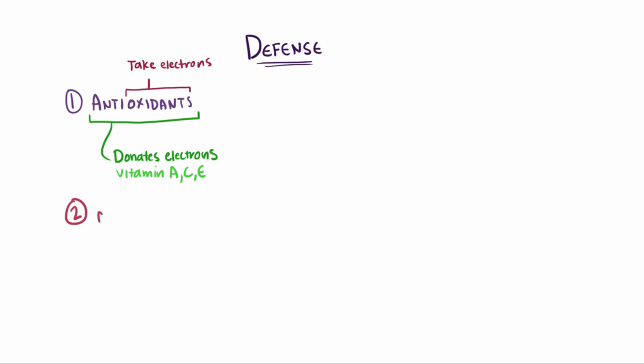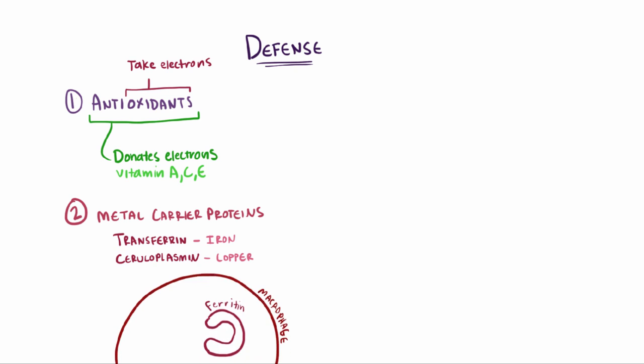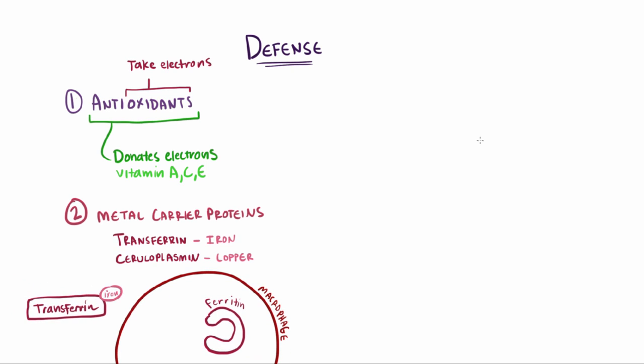Another way we can get rid of them, which we sort of touched on already, are metal carrier proteins, like transferrin and ceruloplasmin, which respectively bind or carry iron and copper in the blood. For example, transferrin carries it and delivers it to the liver and macrophages, where it can be bound by a molecule called ferritin, and then it's sort of hidden away so it can't generate any free radicals.